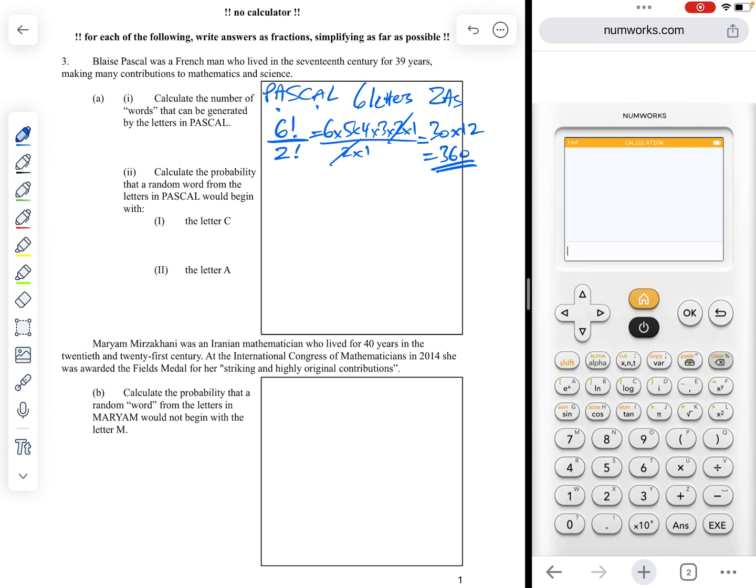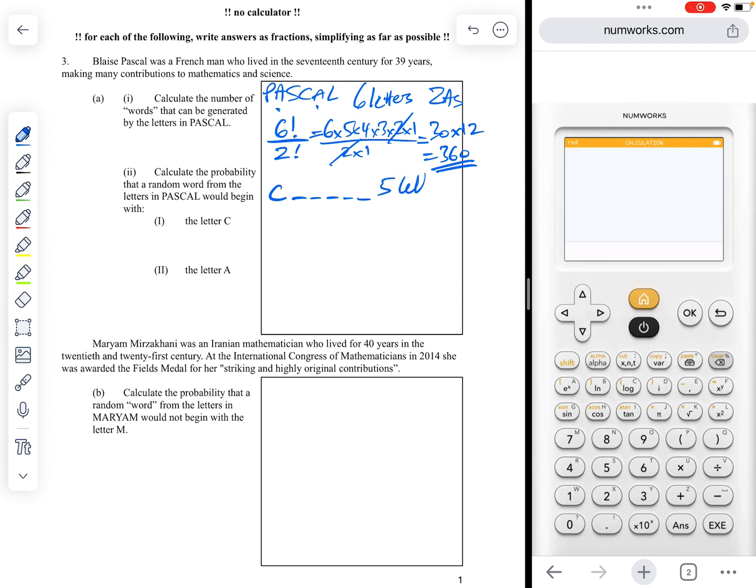A part 2. Calculate the probability that a random word with the letters in Pascal would begin with the letter C. So there are 360 possibilities. Some of them start with the letter C. Let's have a think about that. It would be C and then 1, 2, 3, 4, 5. The other 5 letters would be, so really it's C and then a word with 5 letters. How many words have we got there?